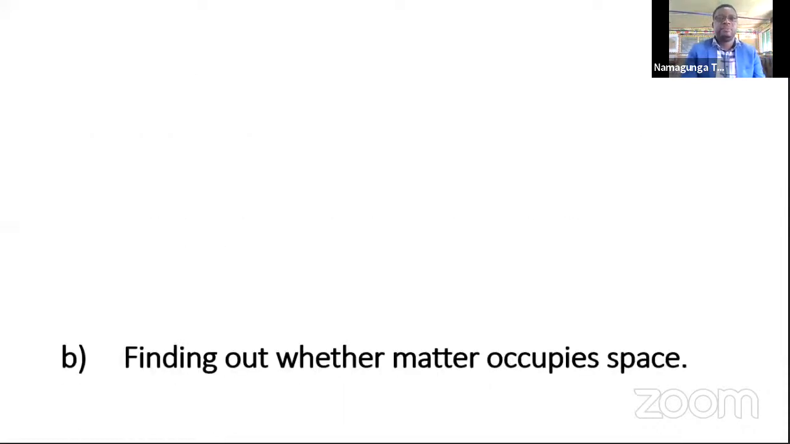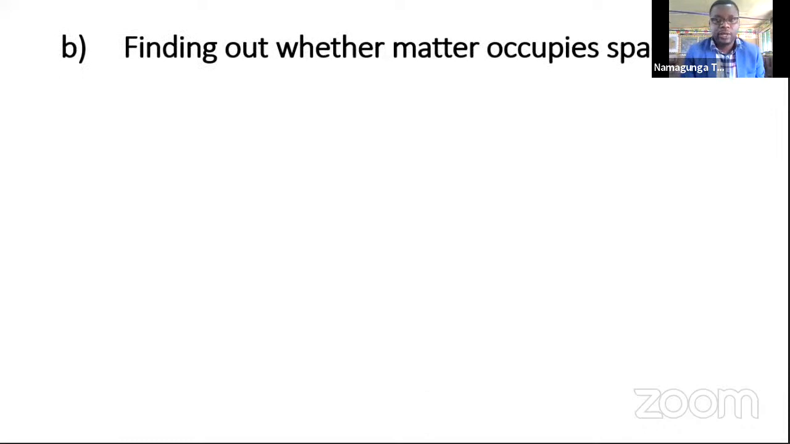So let's go to another experiment. We want to find out whether air or matter occupies space. I want to ask Nyapendi Francis. What do you know, or do you know anything to show or to explain that matter occupies space, or anywhere you have ever seen that?